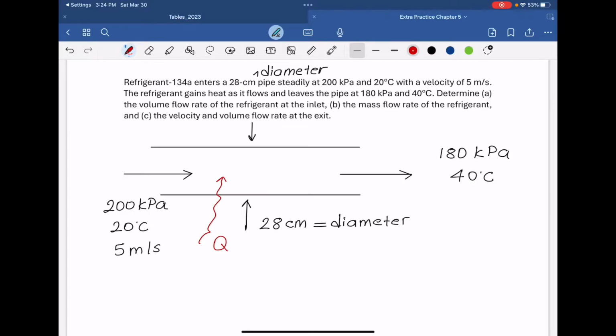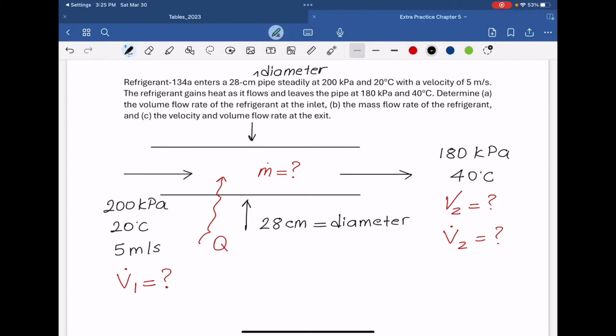Now let's take a look at what they are asking for. They ask for the volumetric flow rate at the inlet. Inlet subscript is 1 when we are solving this problem. You can also use subscript i. It is up to you. And they also ask the mass flow rate of the refrigerant, and velocity and volumetric flow rate at the exit. Okay, velocity at the exit and volumetric flow rate at the exit.